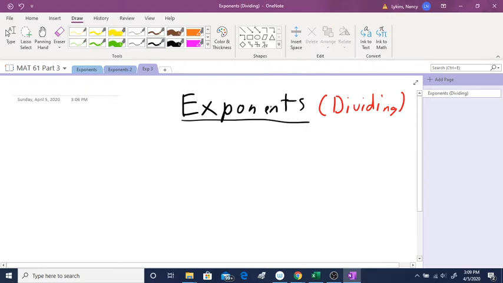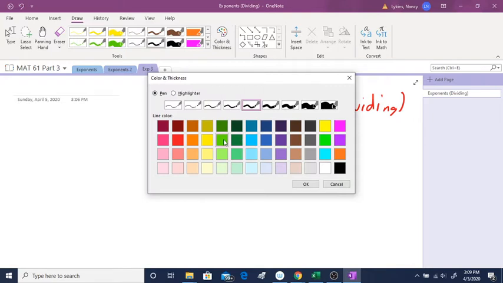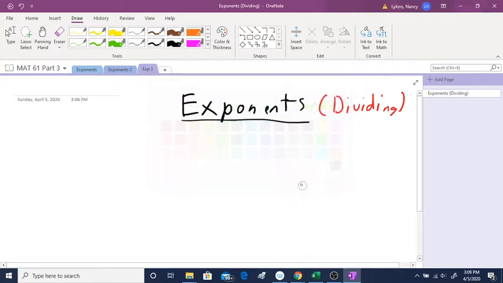So previously we had talked about multiplication. In a multiplication, I told you to think about adding the exponents. Division, we do the opposite. We're going to subtract.